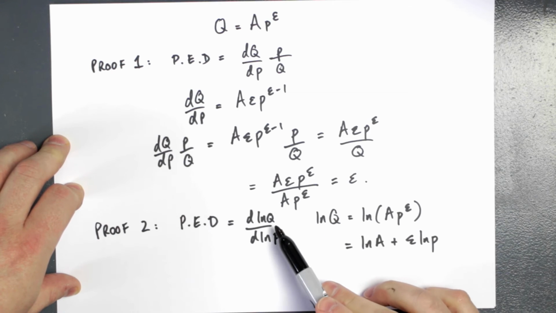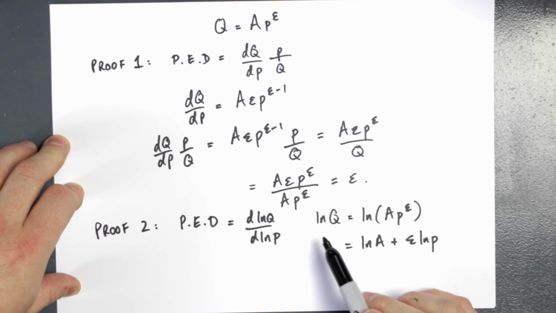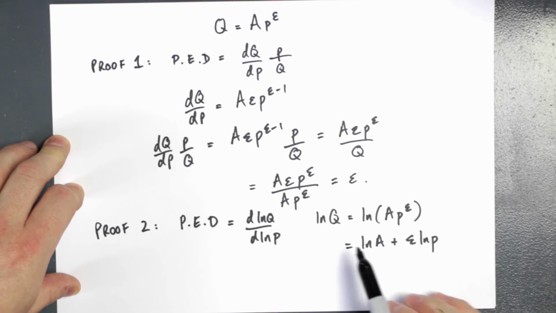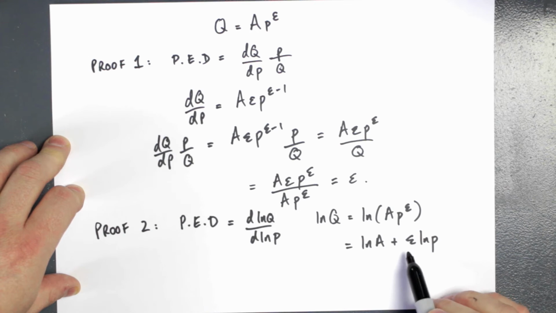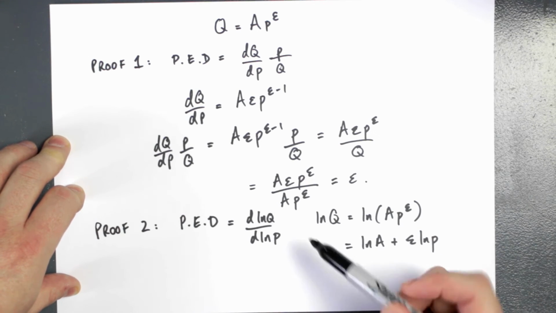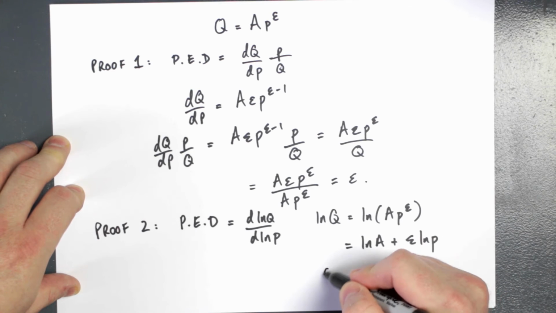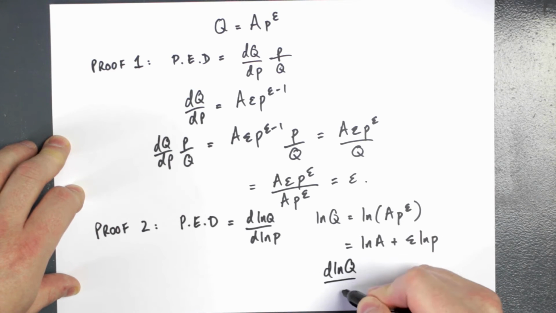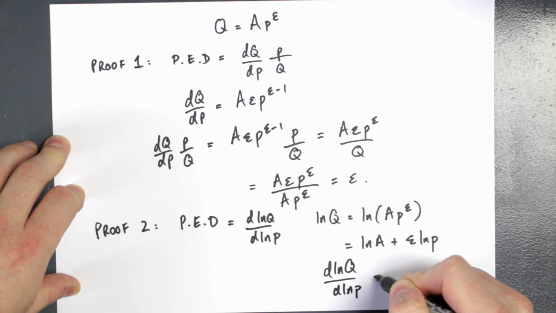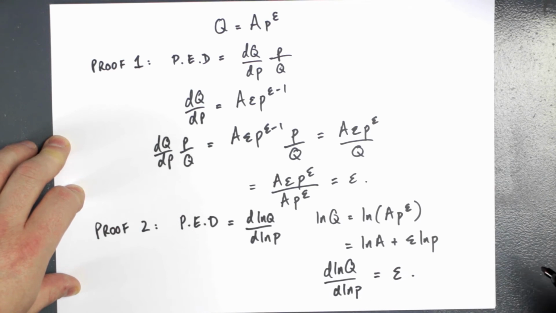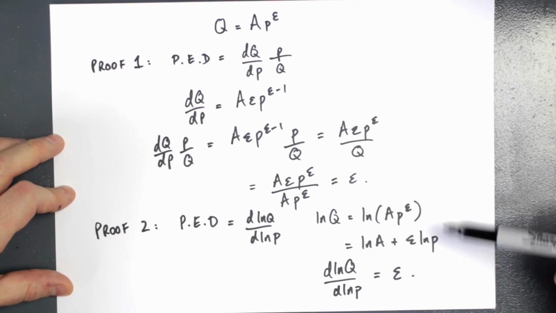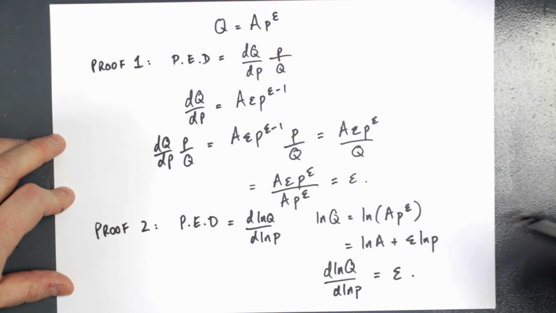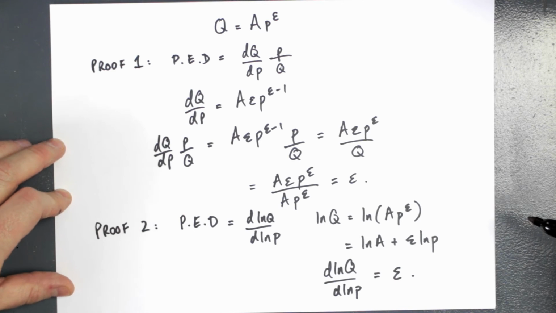Now, if I want to evaluate this derivative, I'm saying what is the slope term here? This is what we call a log linear function. Log of A is just a constant, and then we have some constant slope term epsilon multiplying log P. So if I take this derivative here, clearly this is simply epsilon. Okay? So that would be a second way of proving it. And the nice thing here is that we're building on results that we've already proved.